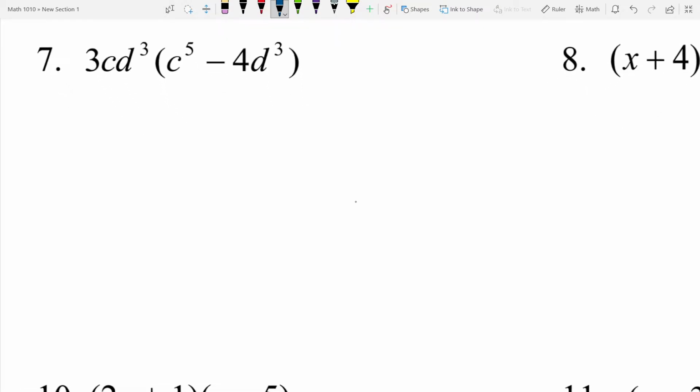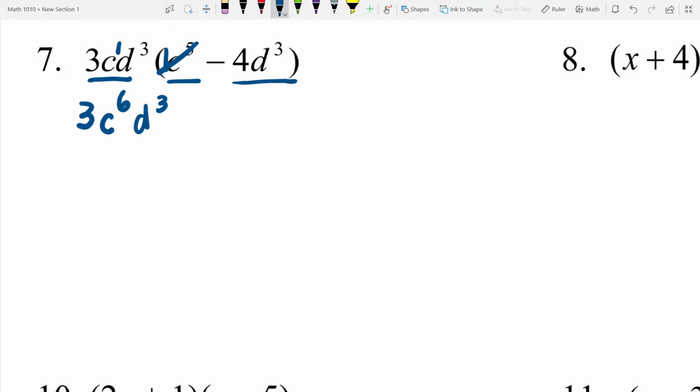Distributing again, nice and slowly. So this times this. You guys do the numbers and then do the c's and then do the d's. So look, 3 times 1 is 3. On the c's, you have 5 and 1 for a total of, tell me everybody, how many? 6 is correct. And the only d's are over here, and there are 3. So it looks like that.